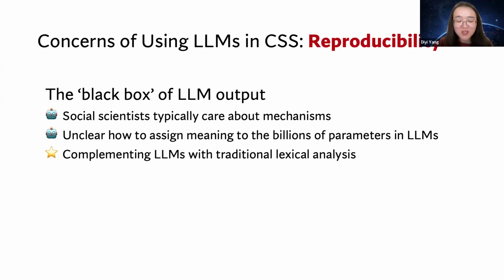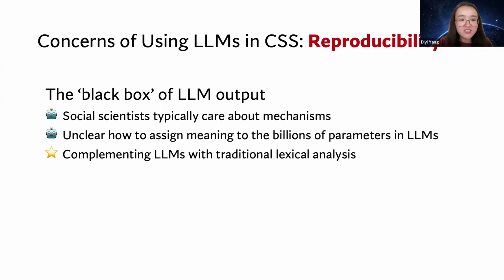The last dimension I want to mention here is called reproducibility. I think making research reproducible is quite challenging. And it's going to be more challenging with the intervention of large language models because those models tend to give you a very black box kind of understanding. A lot of times, social scientists care about the mechanisms, care about the process. So it's really unclear how we can assign meanings to those billions of parameters in large language models.